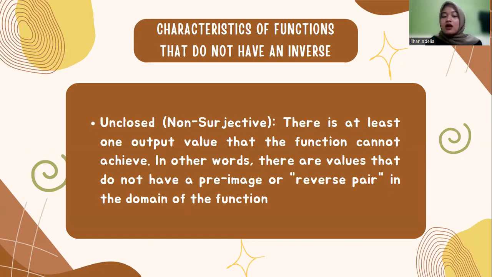And not onto, or non-surjective: there is at least one output value that the function cannot achieve. In other words, there are values that do not have a pre-image in the domain of the function.